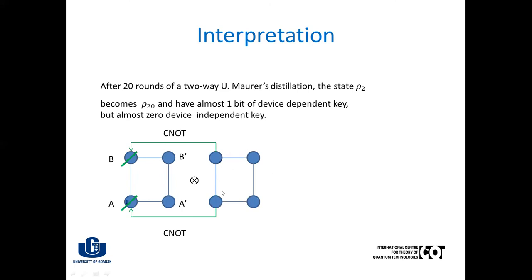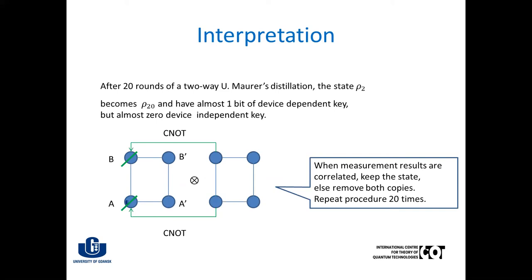The protocol looks like this. You take two pairs of rho 2, you perform a CNOT between the B part of one and the B part of the other, and a CNOT of the A part of one and the A part of the other. Then you measure in the computational basis and compare the results. When the results are the same, exactly 0, 0 or 1, 1, you keep the state for the next round recursively, or you just throw it away and start over. You have to repeat this procedure at least 20 times, but possibly many more times because this is a probabilistic protocol. Anyway, after this distillation you get this rho 2^20, which exhibits the extremal gap between device independent key and device dependent one.